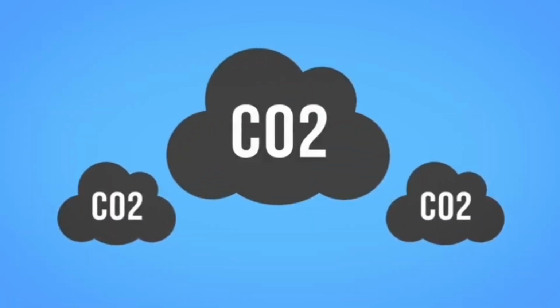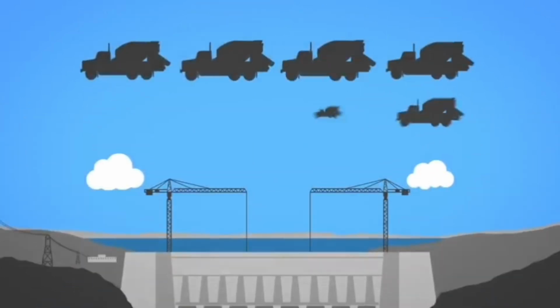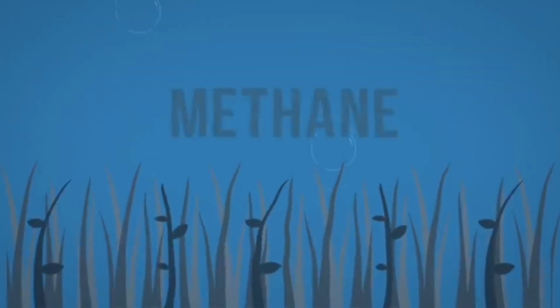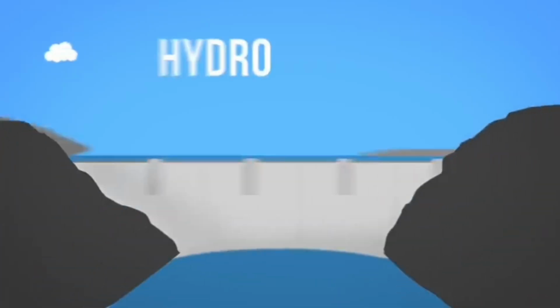Hydro plants are also not completely free of greenhouse gas emissions. As with most forms of energy, carbon dioxide emissions happen during construction, particularly due to the large quantities of cement used, and plant matter in the flooded areas makes methane, another greenhouse gas, as it decays underwater. That's hydropower.